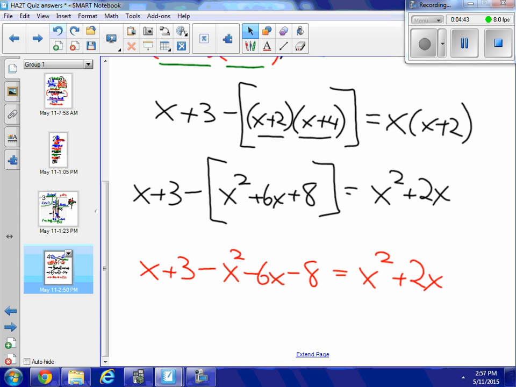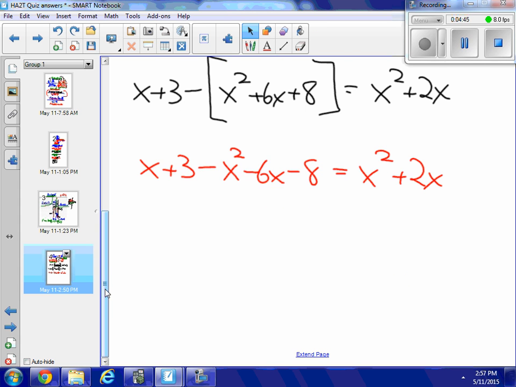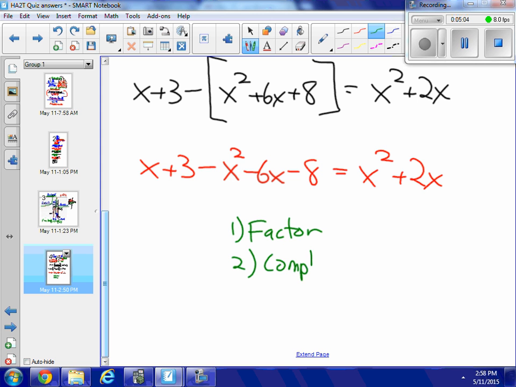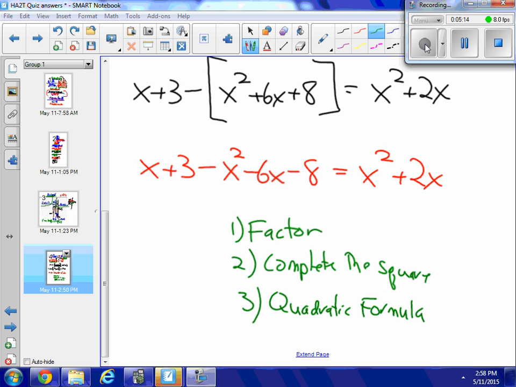Now, once again, when I have a quadratic, I want to be able to solve it. I want to be able to find the zeros, and I have three tools I can use to find the zeros of a quadratic. One, I can factor. Two, I can use completing the square. And three, I can use the quadratic formula, which is really derived from completing the square.